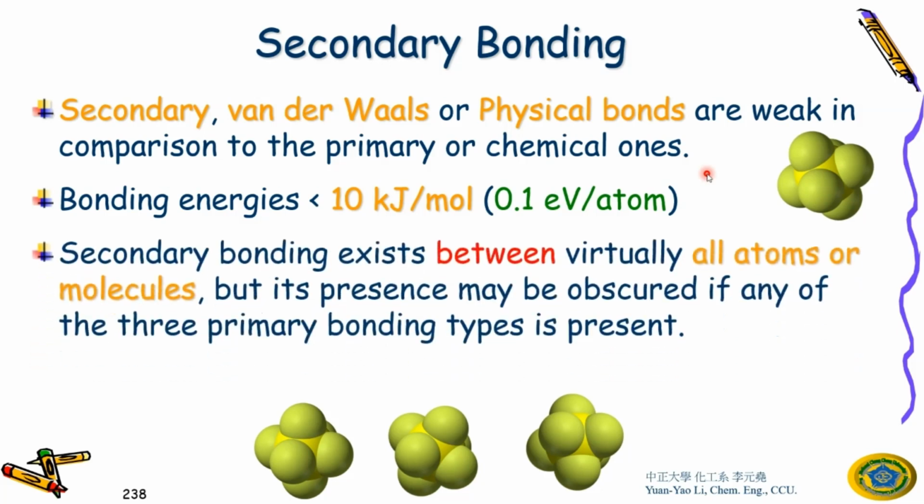Secondary bonding exists between virtually all atoms or molecules. It exists, but you ignore it because the thermal energy is much higher, or the primary bond is higher than this. Its presence may be obscured if any of the three primary bond types is present. That means if you have primary bonds, you normally ignore the secondary bond because the bonding energy is too weak.